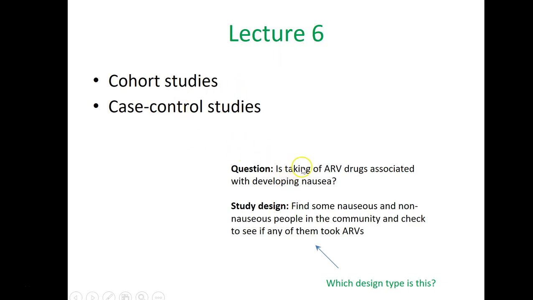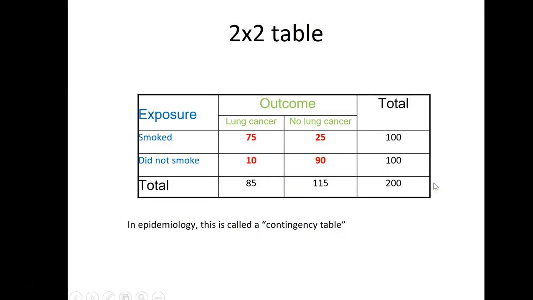Example: is the taking of antiretroviral drugs associated with developing nausea? In this design, we find some nauseous and non-nauseous people, and we check to see if any of them took antiretroviral drugs. What kind of design is this? Well, nausea is the outcome, because we're saying that the antiretroviral drugs cause the nausea. If we are ascertaining the outcome first and looking backwards in time to see who took the drugs, that's a case control study.